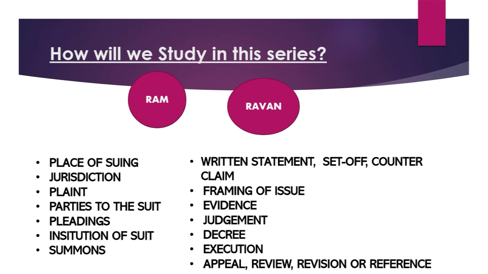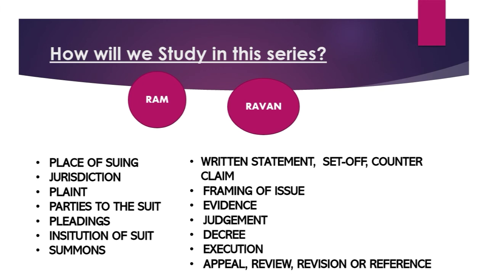Now suppose all the things are done and evidence has been recorded. Now the court has come to a decision. For the decision, the court will pass a judgment. The judgment can be in favor of Ram or in favor of Ravan; we don't know in whose favor it is. After the judgment has been given, the court will also give a decree. We have heard this term a lot, right? Decree. So a decree will be given by the court.